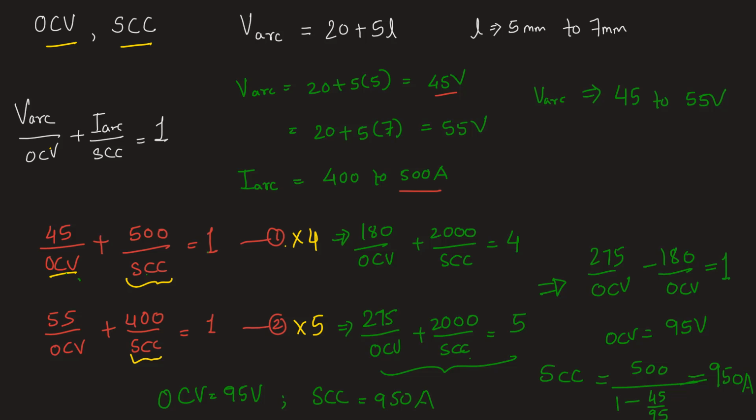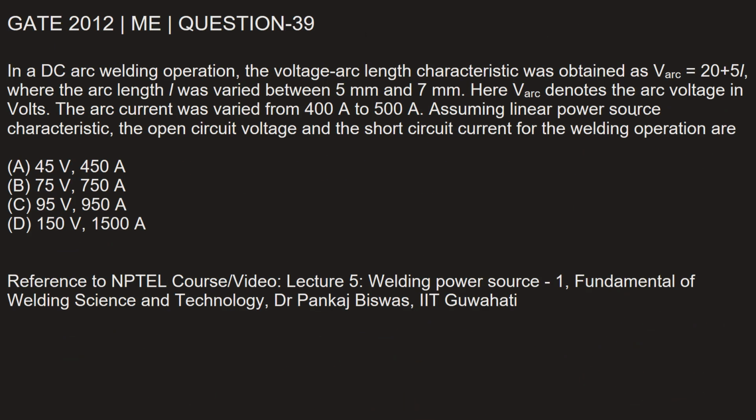Let's go back and mark the correct option. 95 volt and 950 ampere is given in option C. Option C is the correct one.